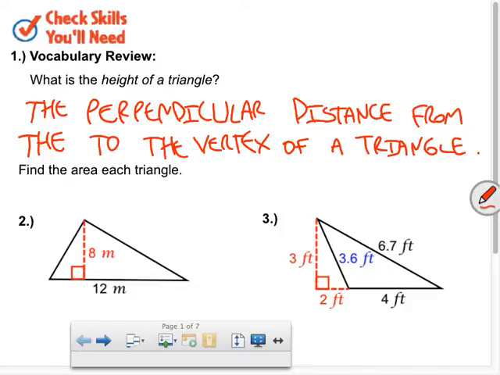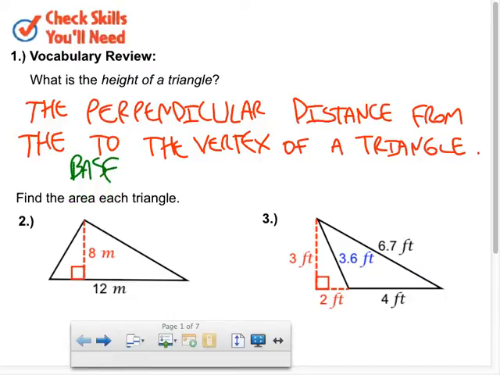Okay? The base, here would be the base. Okay? Oh, you forgot base. Here we go, base. Got it? All right, moving along.